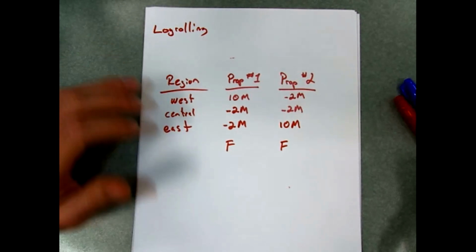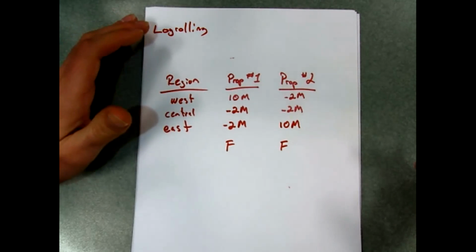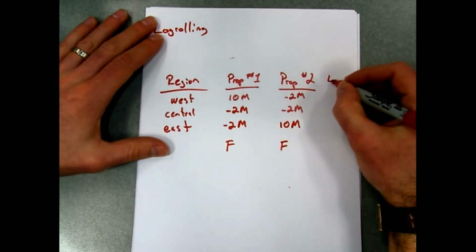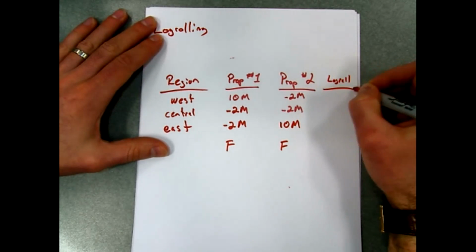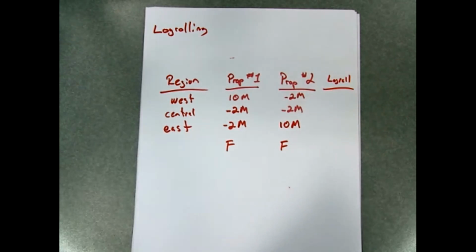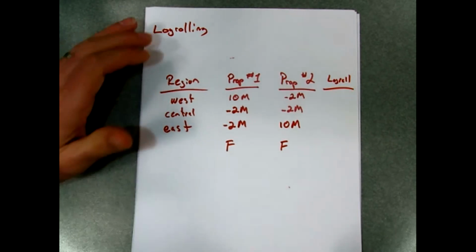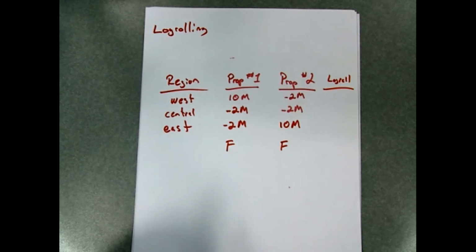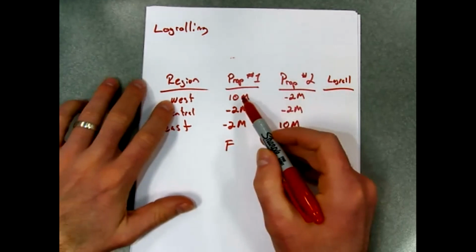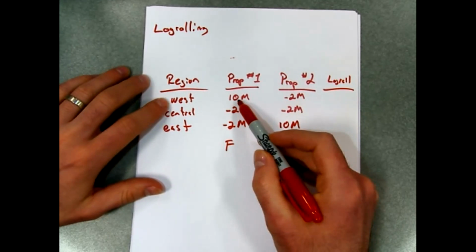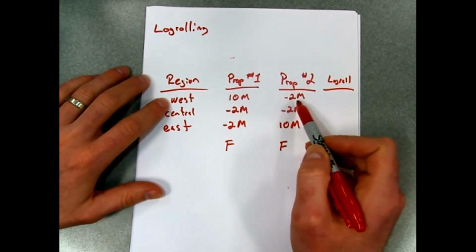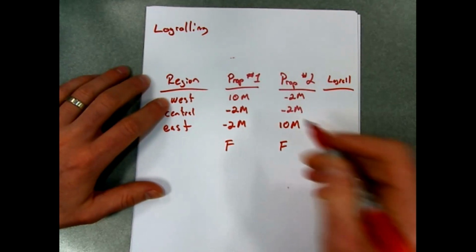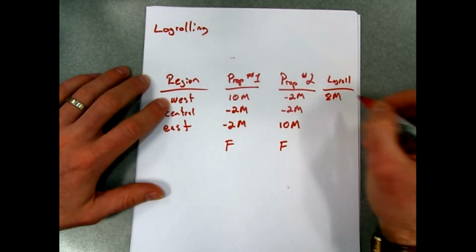Log rolling is the idea that if we can somehow combine our proposals, we can both get what we want. So let's say under this log roll proposal, they combine both of these propositions together. And so now people are going to be voting on whether or not we build both of these stadiums. Well, now the stadium being built in the West benefits them 10 million, but there's now a stadium being built in the East as well. So they're going to lose 2 million from that.